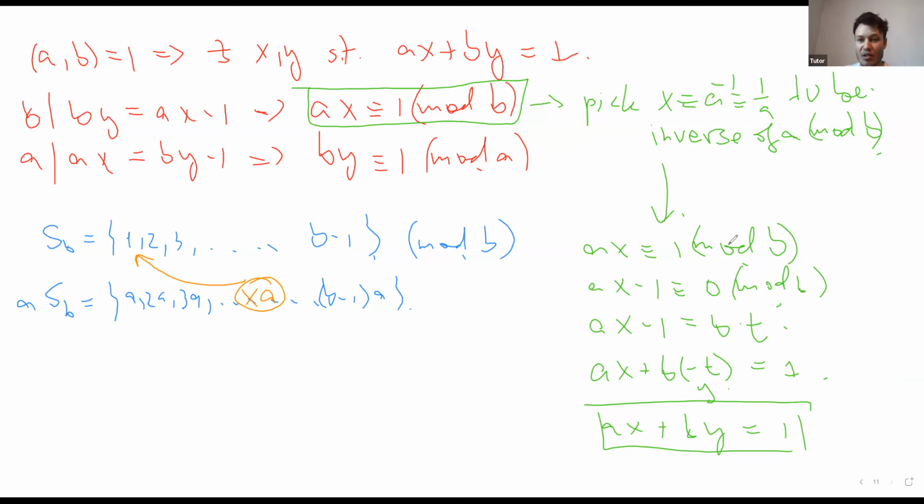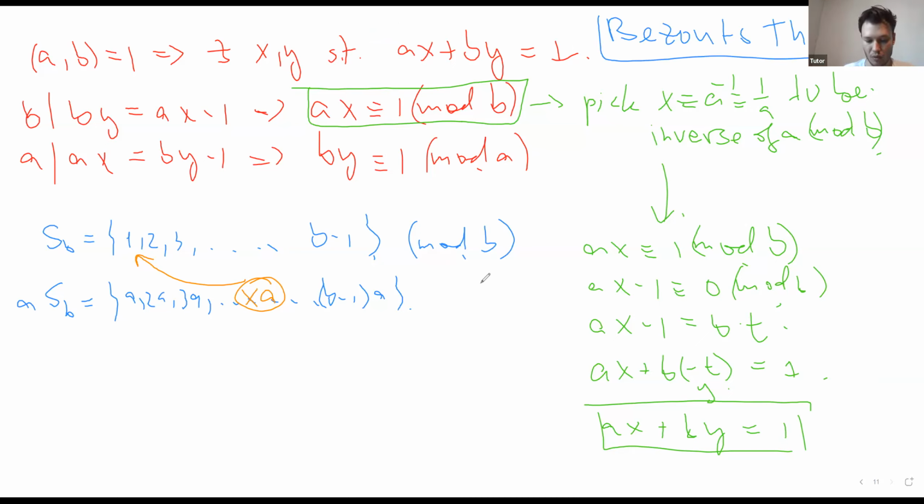So I'm going to have AX is congruent with 1 mod B. Move it to the other side, AX minus 1 is congruent with 0 mod B. So it needs to be a multiple of B, right? So it needs to be some B times T, right? And then move it to the other side, and you get this equation, AX plus B times minus T is 1. So basically what this means is that you take A times something, B times something, and you get 1. So that's it. That's Bezout's theorem. Let me write it here. Right, so basically this is the proof of Bezout's theorem.